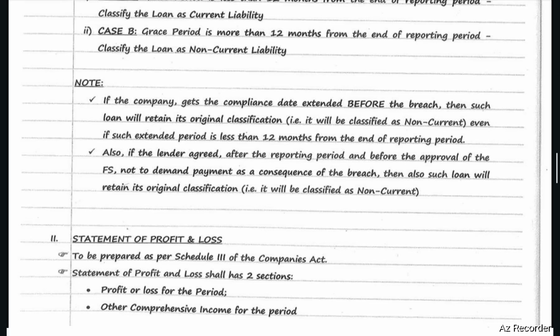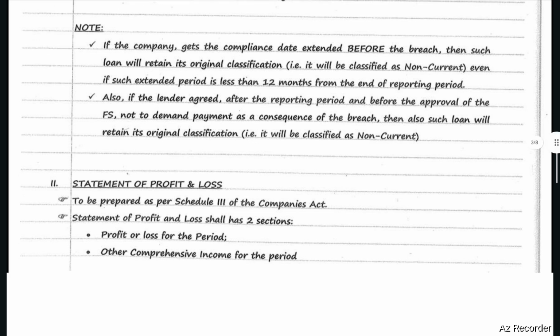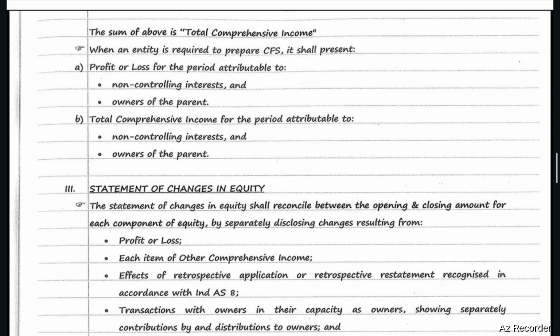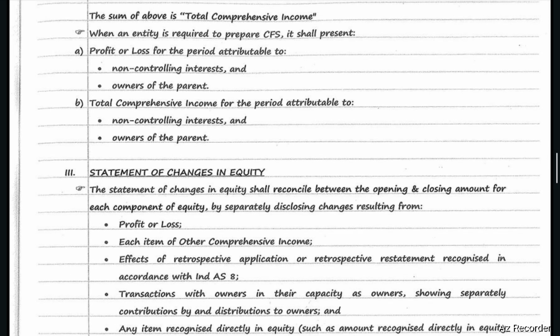Next, statement of P&L. Statement of P&L should be prepared as per Schedule 3 of Companies Act 2013. Statement of P&L has two sections: profit or loss for the period, and other comprehensive income for the period. The sum of the above, profit and loss plus other comprehensive income, gives total comprehensive income. When an entity is required to prepare consolidated financial statements, it shall present profit or loss for the period attributable to non-controlling interest and owners of the parent separately, and total comprehensive income for the period attributable to non-controlling interest and owners of the parent separately.